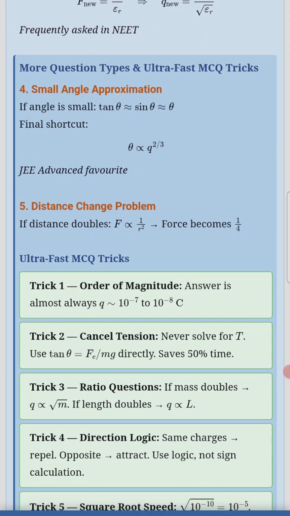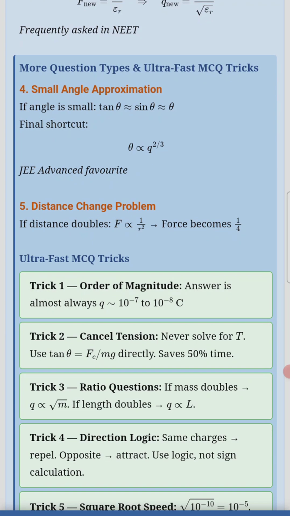Continuing the top question types. Type 4. Small angle approximation, a JEE Advanced favorite. When angle is small, tan theta approximately equals sin theta approximately equals theta, giving the shortcut theta proportional to q to the power 2 over 3. Type 5. Distance change. If distance doubles, force becomes 1/4.